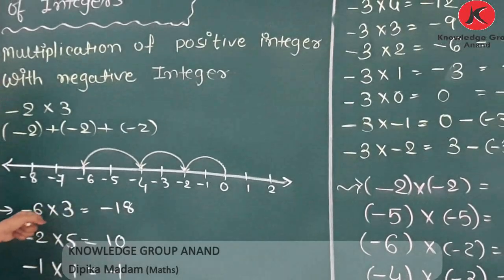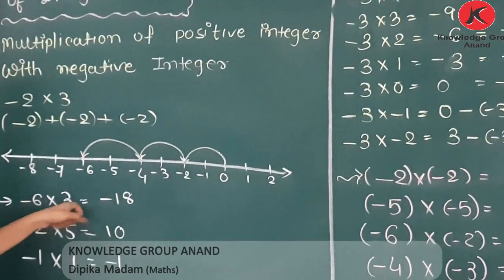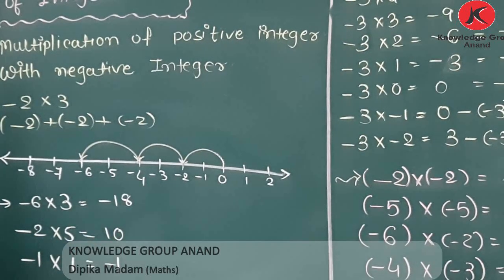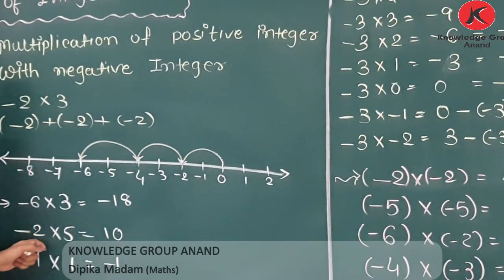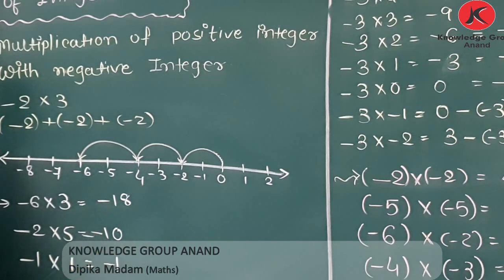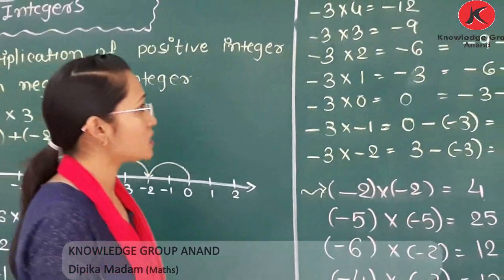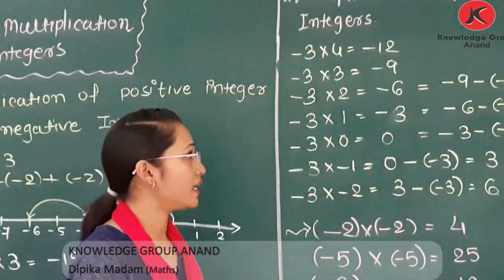Again, -6 × 3: 6 threes are 18 and a negative sign in the answer. -2 × 5: 2 fives are 10 and a negative sign in the answer. -1 × 1 is -1, that is the answer. Clear? Now the next topic, that is multiplication of two negative integers.